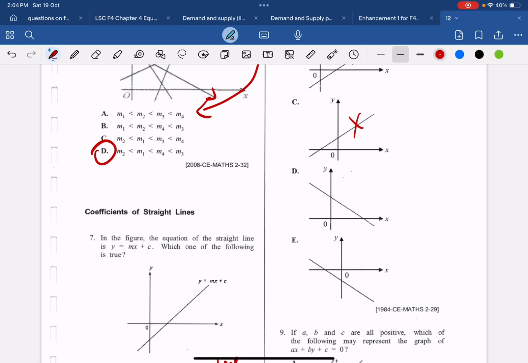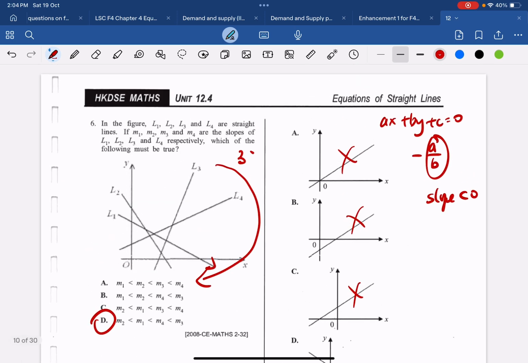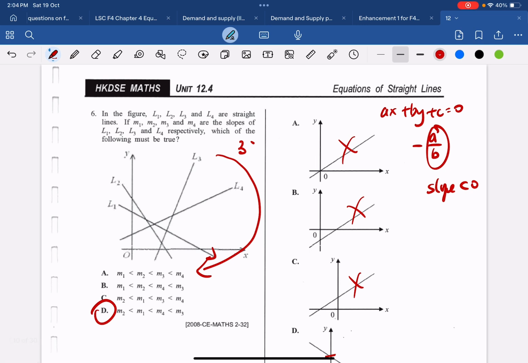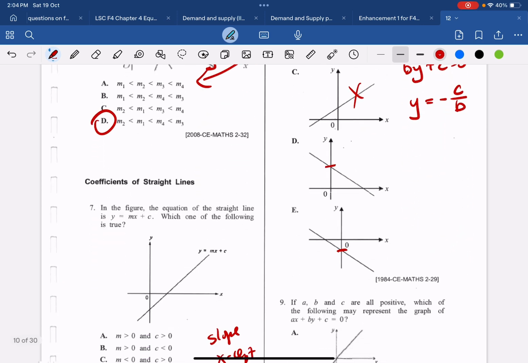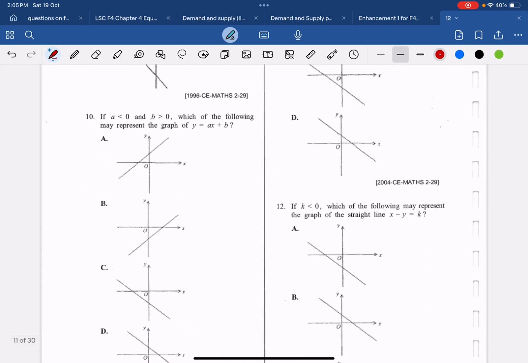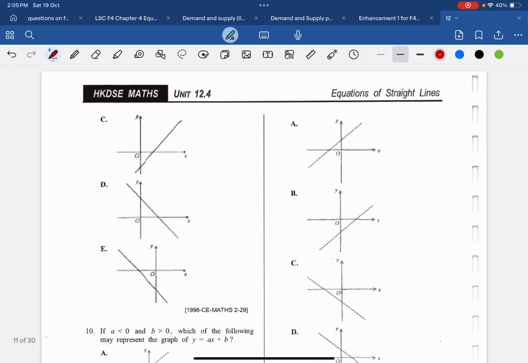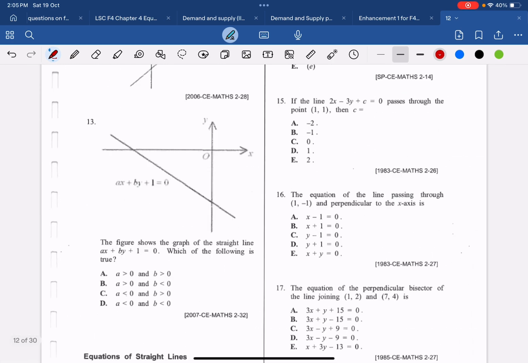Can you see that the y-intercept for D is positive, while the y-intercept for E is negative? Let's see how to calculate the y-intercept. The term AX will go to 0, so we only have BY plus C equals 0. So y is negative C over B, and C over B should be positive. Which means the y-intercept is smaller than 0, so E is the correct answer. Time for you to try. Do questions 10, 11, 12, and 13. Do these 4 questions.